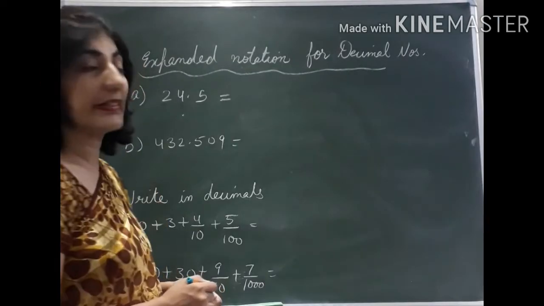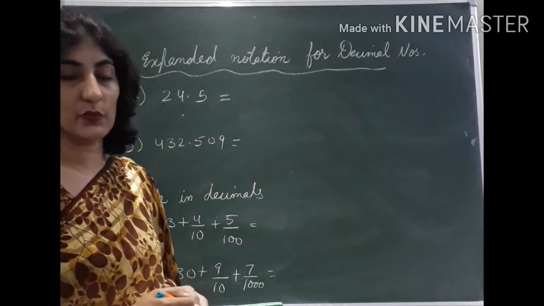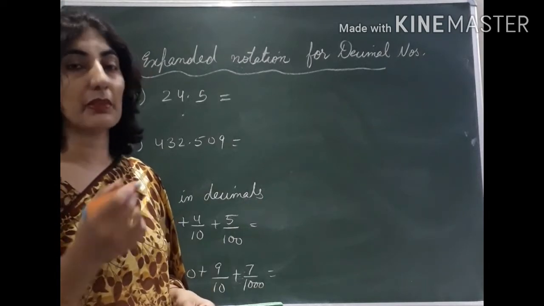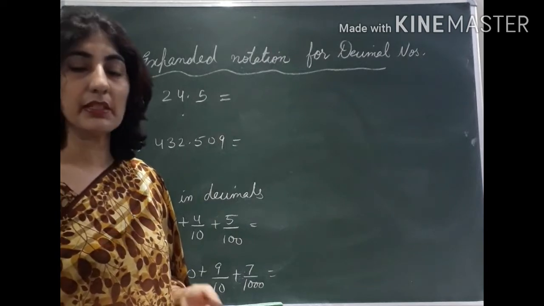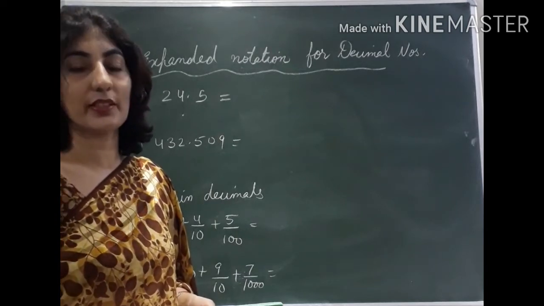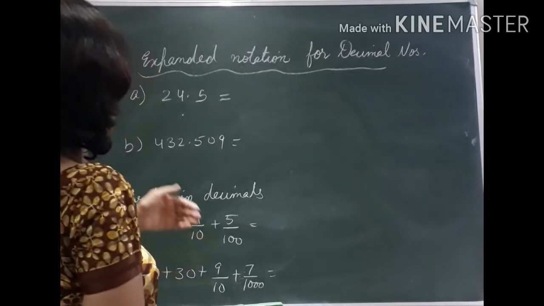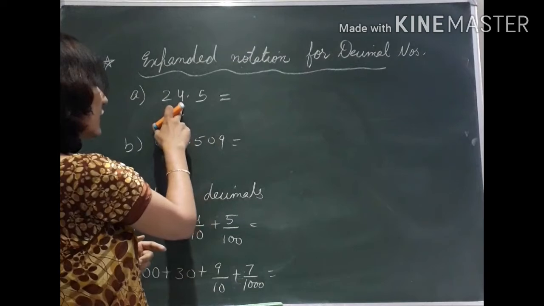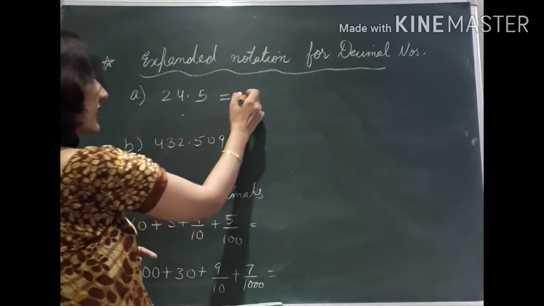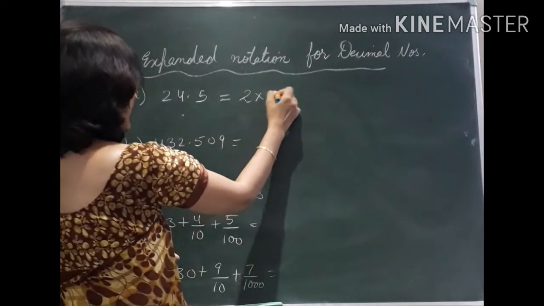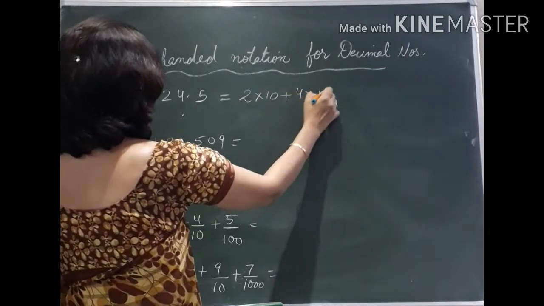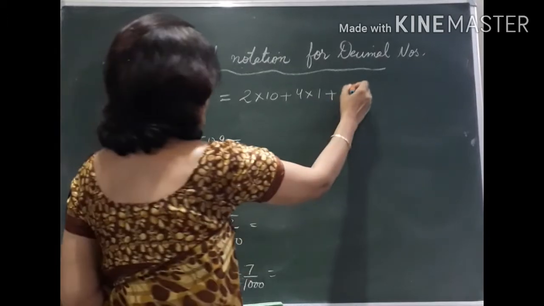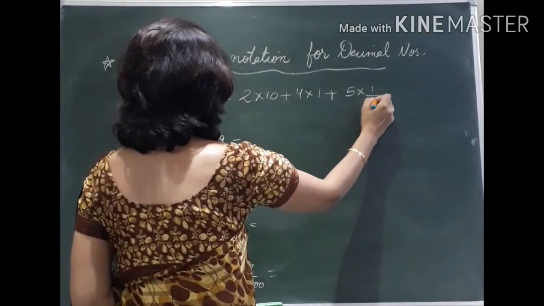Next is expanded notation for decimal numbers. We have learned how to write a whole number in the expanded form: the number multiplied by the place where it is. Similarly, the decimal number can also be written in the expanded form. I have taken a few examples. The first one is 24.5. You can see 4 is at 1's place and 2 is at 10's place. So 2 multiplied by 10 plus 4 multiplied by 1 plus 5 is at what place? 5 is at the tenths place. So it will be 5 into 1 by 10.